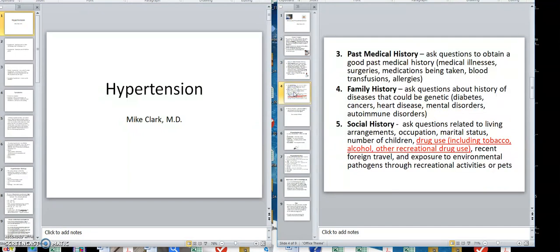Okay. Then we go into the past medical history. Past medical history is to see what medical illnesses you had, surgeries, medications being taken now, blood transfusion, allergies. Then we go into the family history. We ask questions about certain conditions like diabetes, cancers, particularly breast cancer, heart disease, things of this nature that may show that there's a genetic predisposition.